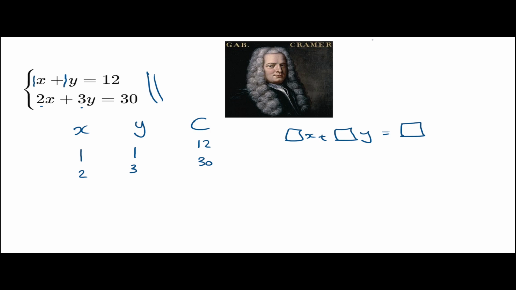So far so good. Then what we're going to do is find what's called the determinant, I think that's how you spell it, of this matrix that we've set up. And the way we do that, it's going to be this times this, minus this times this.